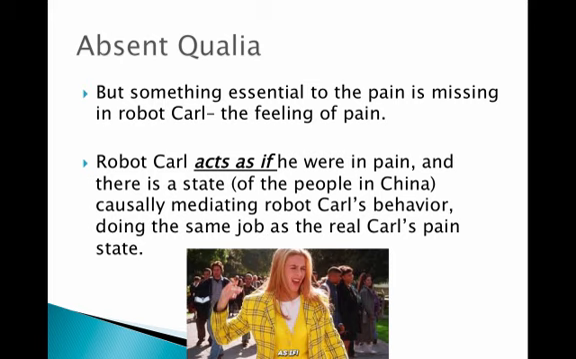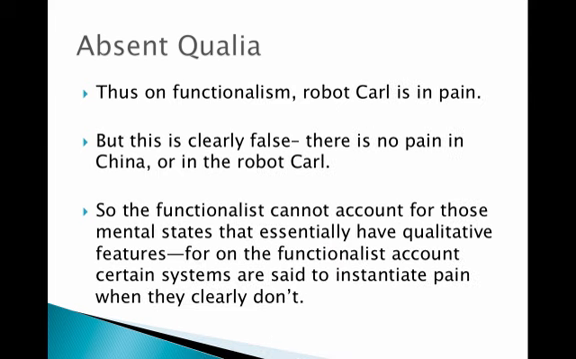Well, it's the feeling of pain. Robot Carl acts as if he were in pain, and there is a state of the people in China causally mediating Robot Carl's behavior, doing the same job as the real Carl's pain state. So, on functionalism, Robot Carl is in pain. But this is clearly false. There is no pain in China or in Robot Carl. The people of China aren't in pain, at least not in the sense that they're sending radio signals back and forth in a certain way. Okay? That's just absurd. So the functionalists can't account for these mental states that essentially have qualitative features.